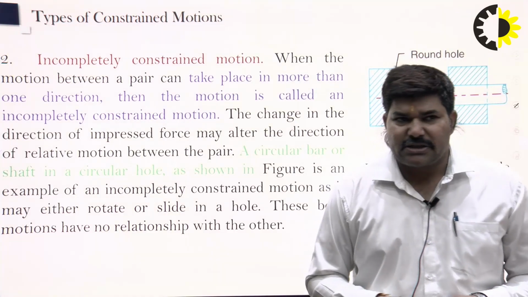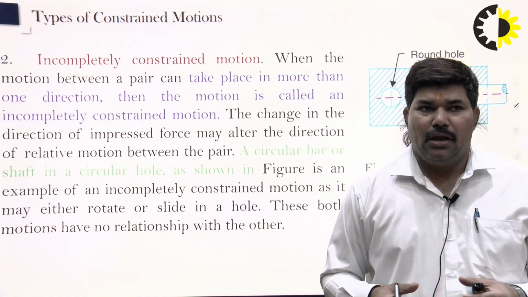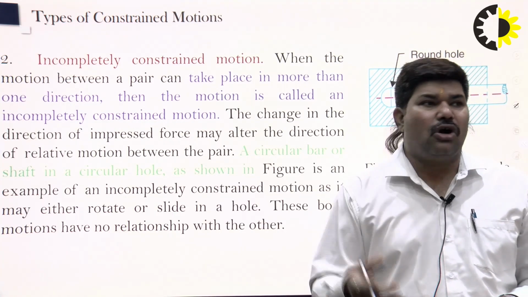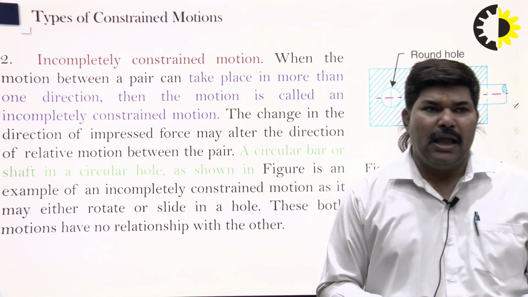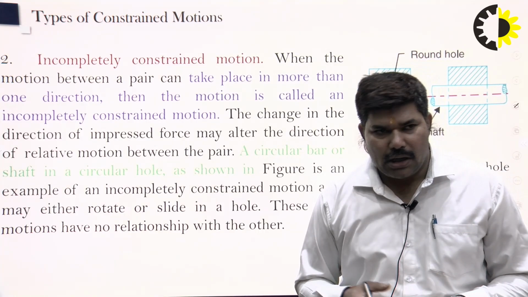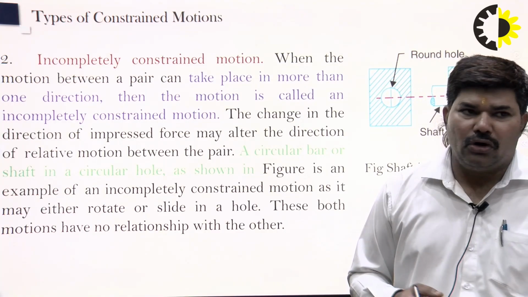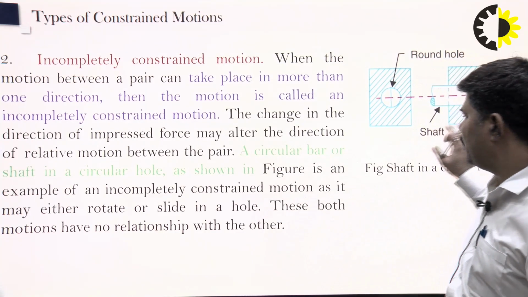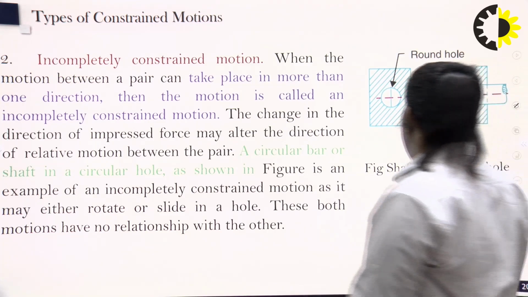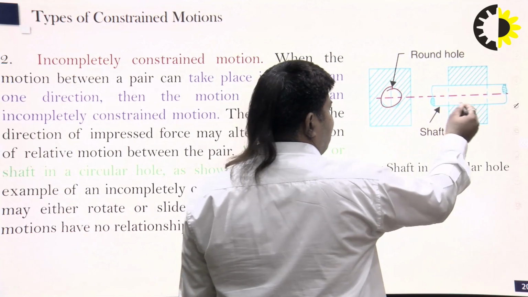In incompletely constrained motion, the motion between the pair can take place in more than one direction. So the motion is called incompletely constrained motion, and a change in the direction of the impressed force may alter the direction of the relative motion between the pair. You can see here a circular bar in a circular hole; in this figure the round hole is here and that is the shaft.